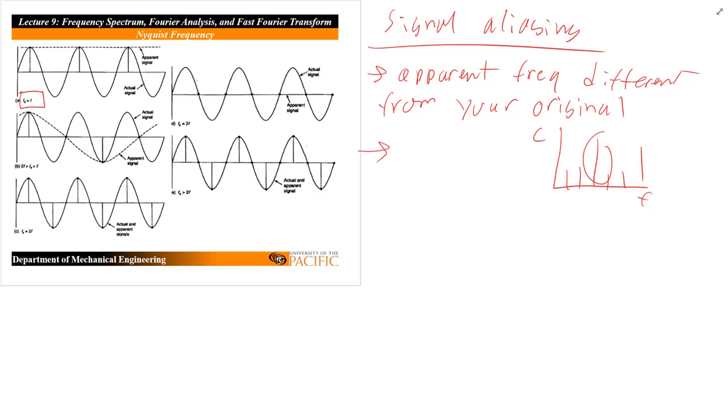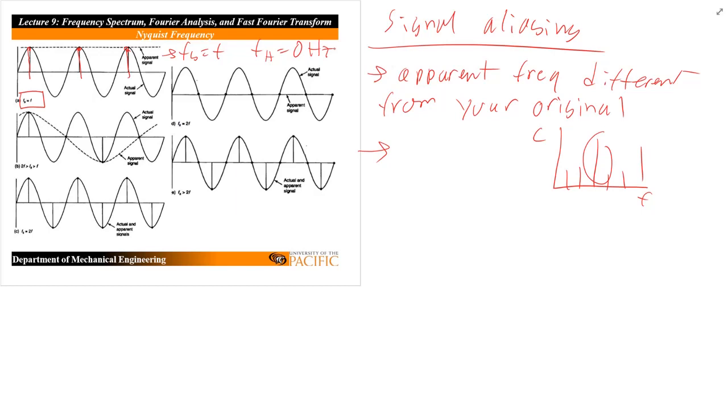So if I sample at the same frequency as my signal, what is the apparent frequency here? If I sample here, here, here, where Fs is equal to f, what is the apparent frequency of my signal? It's zero, right? The apparent frequency, f apparent, is equal to 0 hertz. We have aliased our signal. We are not sampling high enough, so we are measuring a frequency that does not capture the real frequency of our signal. Hopefully that makes sense.